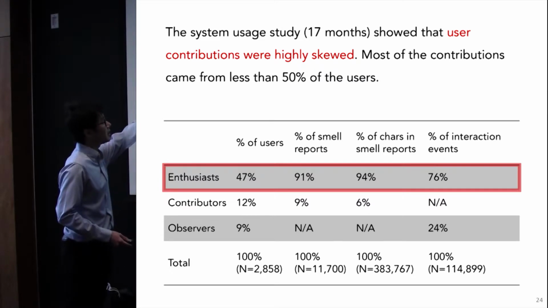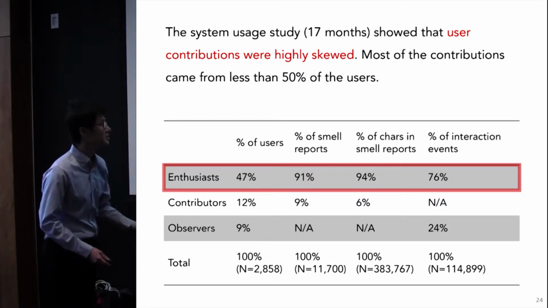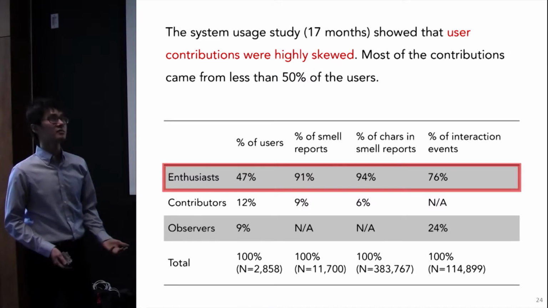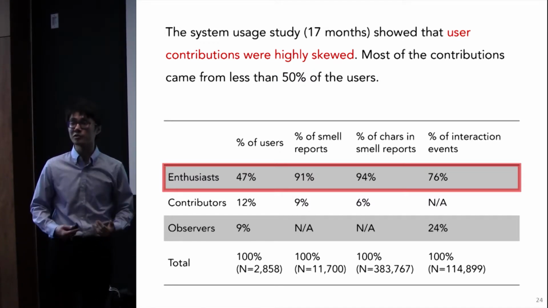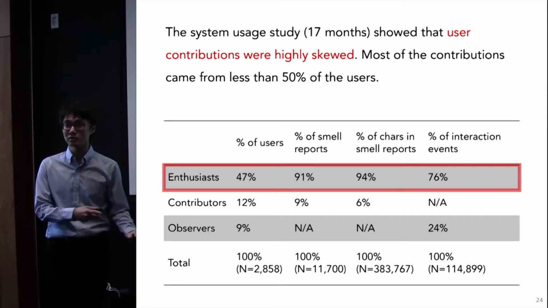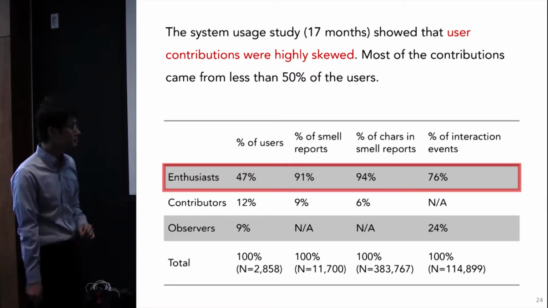When we see the data, they are about 47% of users, but they contribute about 91% of smell reports, 94% of the content, and about 76% of the interaction events. These interaction events I got from Google Analytics. So it's a way of tracking how people use the system, like when you click on a smell report to see what happens.